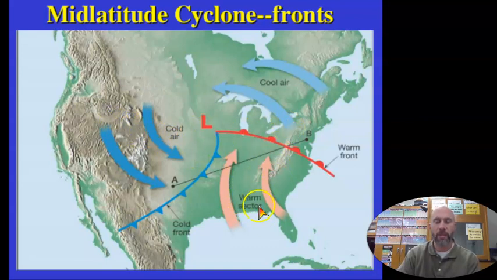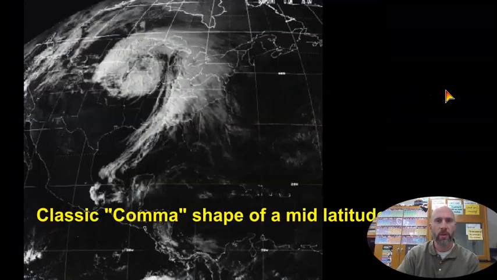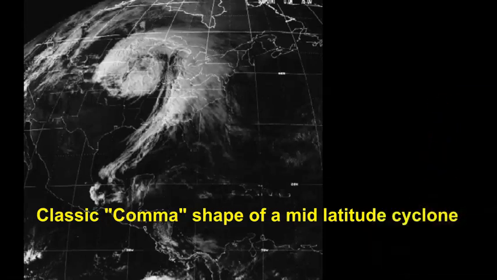So, for example, here you can see the maritime tropical air from the Gulf of Mexico is getting pulled up to where we are near Chicago here by this mid-latitude cyclone. And that's going to result in a variety of weather patterns. Okay? One of them is that the mid-latitude cyclone has a classic, typical comma shape to it.